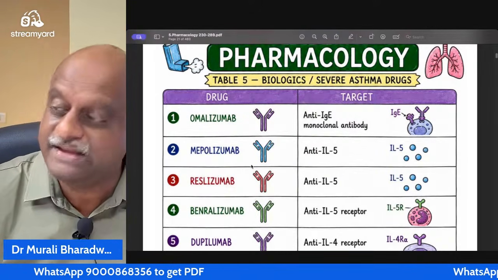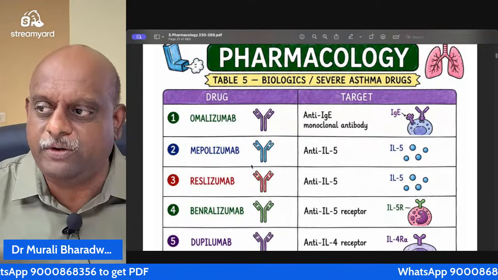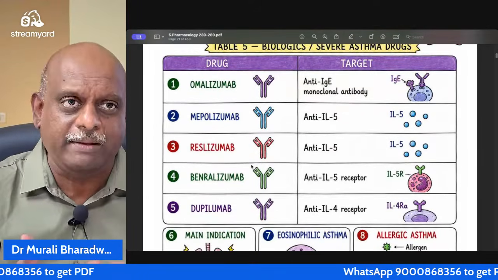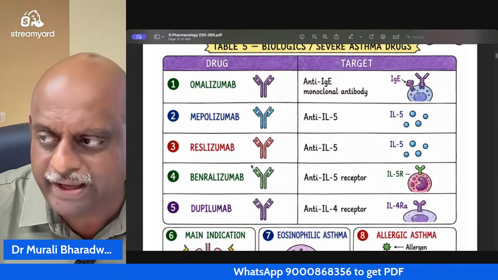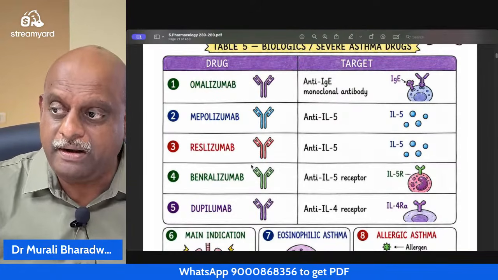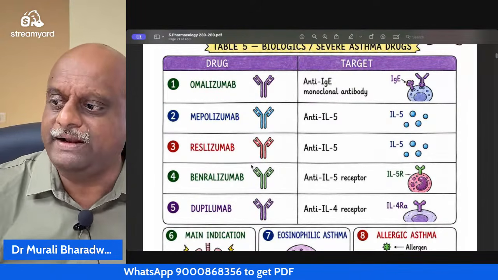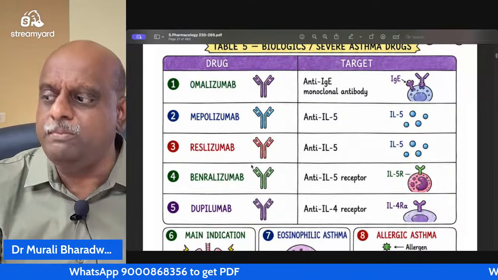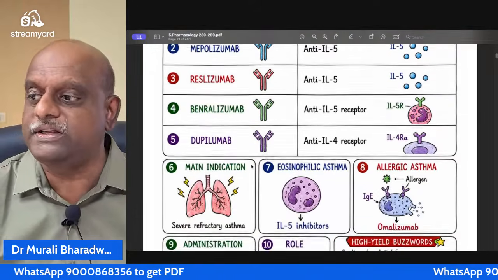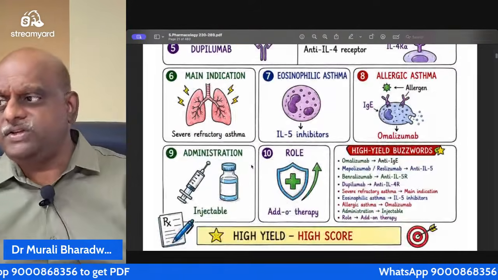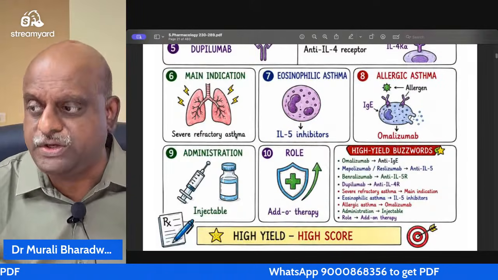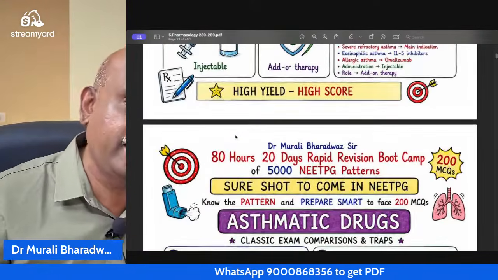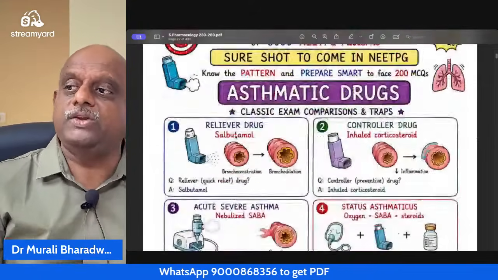Omalizumab, it is anti-immunoglobulin E monoclonal antibody. Mepolizumab, anti-IL-5. Reslizumab, anti-IL-5. Benralizumab, it is also anti-IL-5 receptor. Dupilumab, anti-IL-4 receptor. Whenever there is any severe refractory asthma, we use these monoclonal antibodies. They are injectable and they are only an add-on therapy, is what you need to remember.